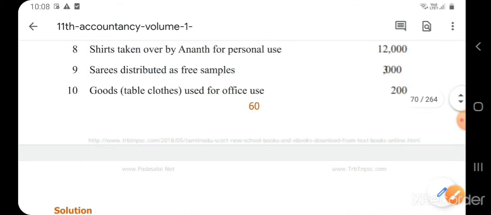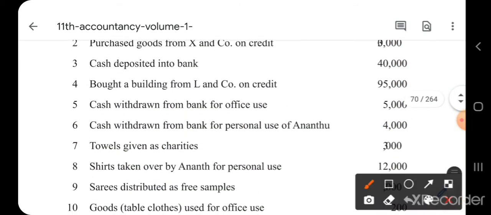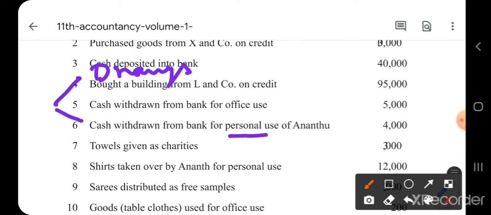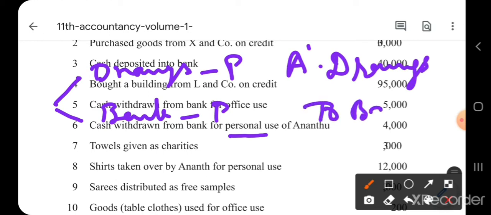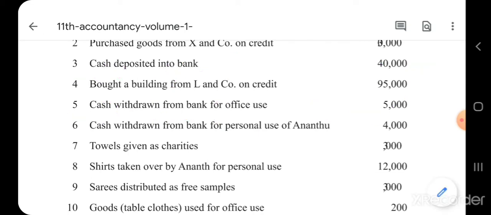Okay. Now, the next entry, date 6, cash withdrawn from bank for personal use of Anand. That means drawings. Drawings and bank. What are the two accounts involved? Drawings and bank. Drawings is a personal account, bank is a personal account. Okay. Now, personal account, debit the receiver. Anand's drawing. Debit drawing and credit the giver, bank. So, drawings to bank is the entry.